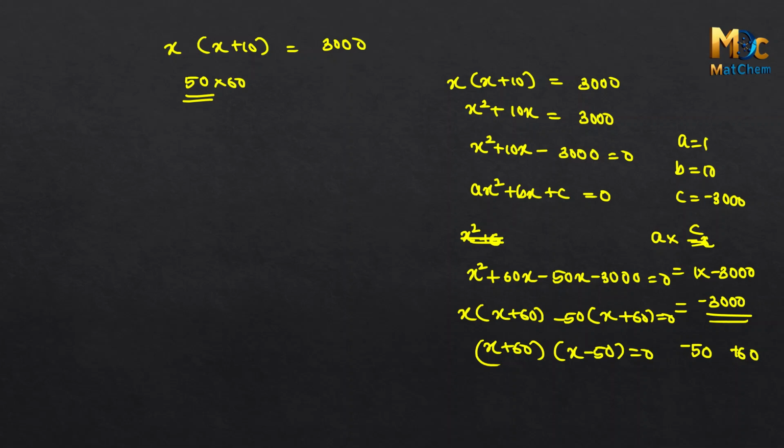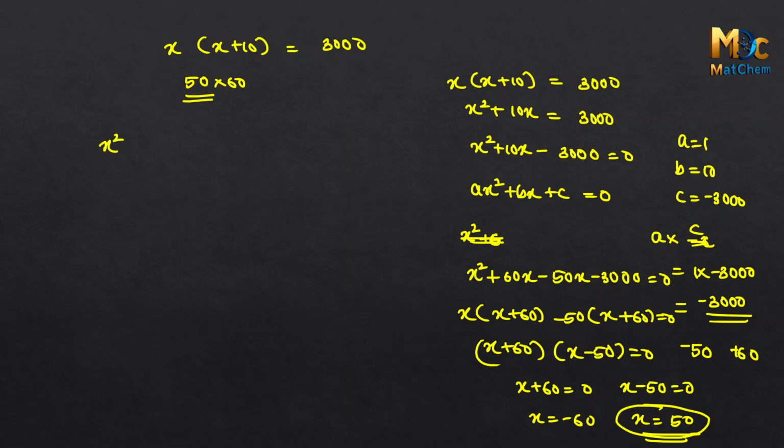If a into b equals 0, then either one should be equal to 0: x plus 60 equal to 0, so x is equal to minus 60, or x minus 50 equal to 0, so x will be equal to plus 50. Now we are speaking about the filling capacity. Capacity can never be negative. So filling capacity should be positive. So x should be equal to 50. This is the way in which you can solve it.